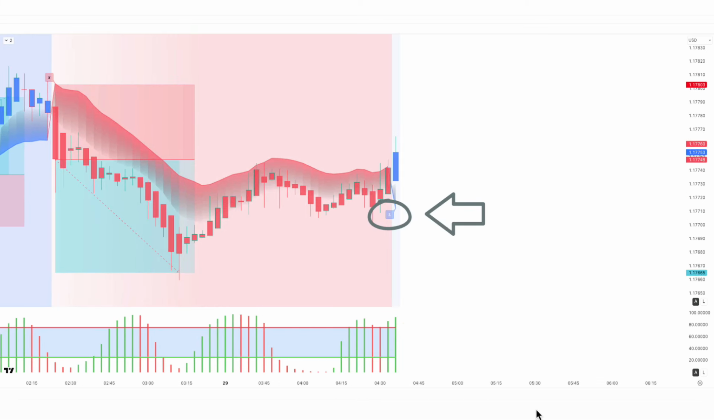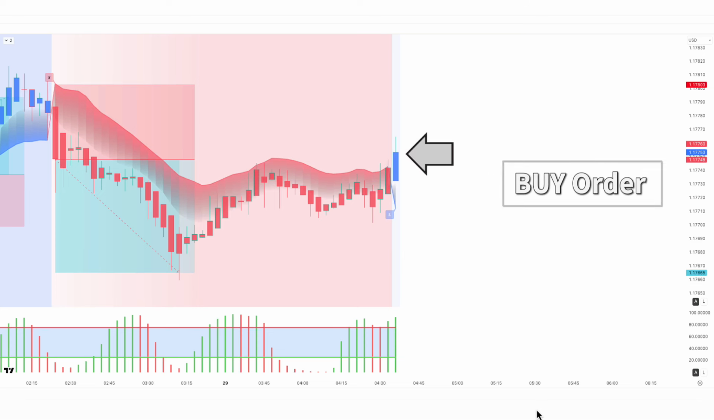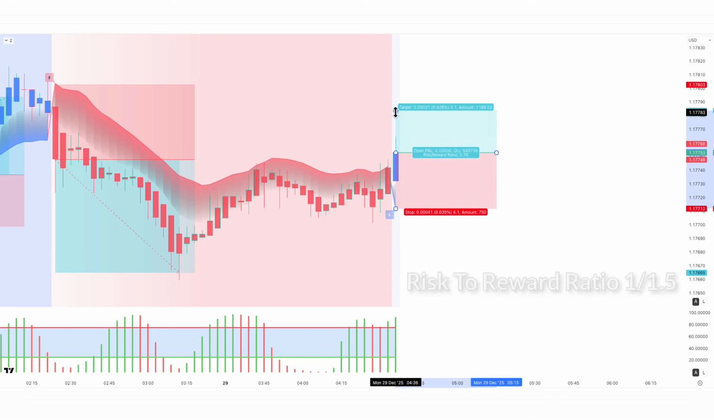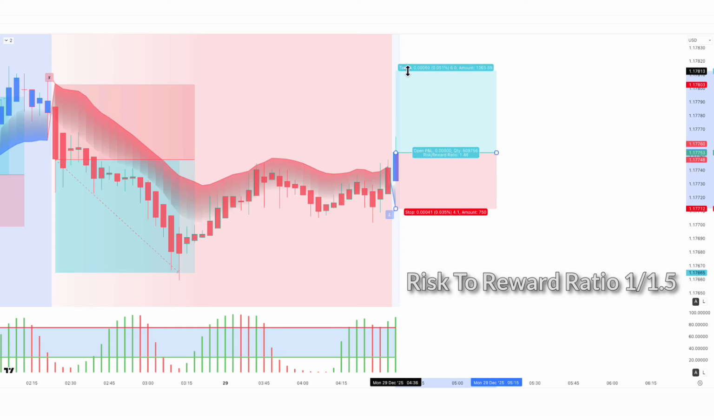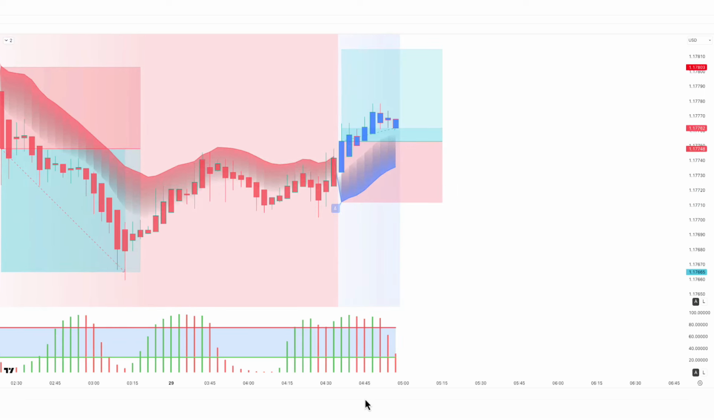Here, the adaptive trend flow arrow of this indicator is a long signal. Here, the green histogram of STC is above the red line. Here, the market has made a bullish candle to give confirmation. So all our conditions are being fulfilled, so we are placing an order to buy. Our stop loss is to be placed at the blue line, and the risk to reward ratio will be 1:1.5. Let's see what happens to our trade.